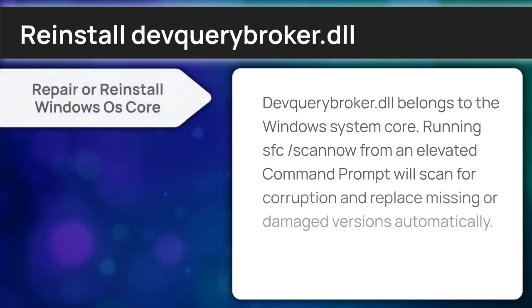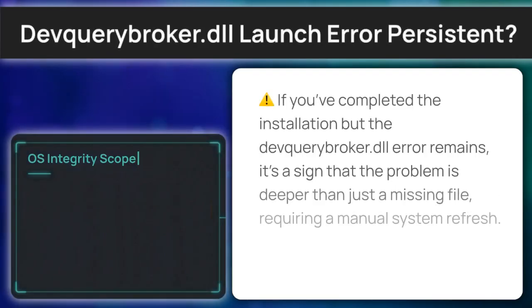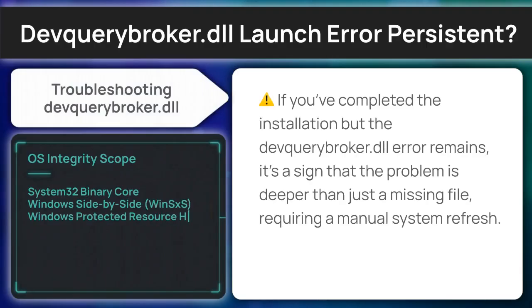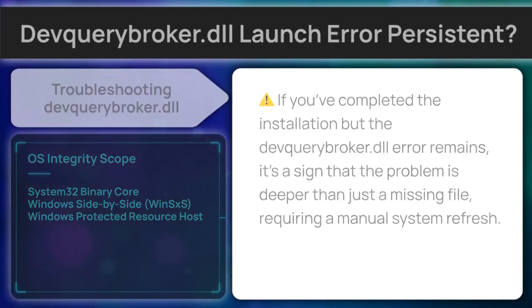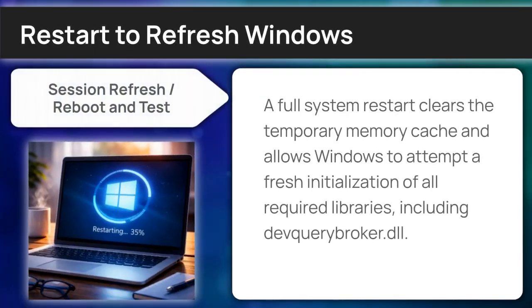Devquerybroker belongs to the Windows system core. Running sfc /scannow from an elevated command prompt will scan for corruption and replace missing or damaged versions automatically. If no luck was had with the redistributable package, we will escalate the fix by performing a targeted reset of the system state. A simple restart can resolve file-in-use errors that mimic a missing Device Query Broker Service message. It's a low-effort step that ensures your operating system starts with a clean execution stack.